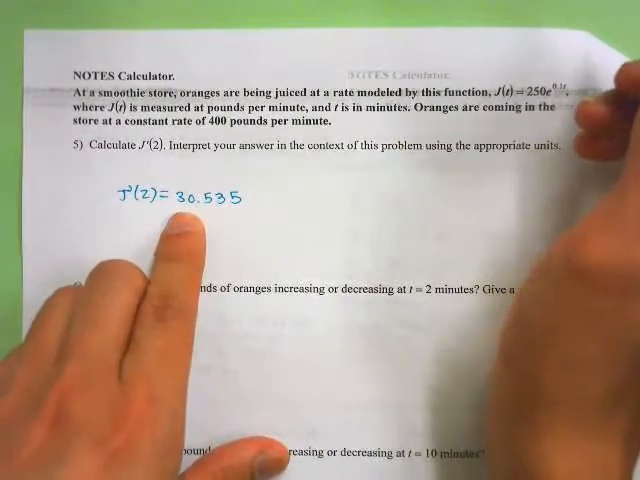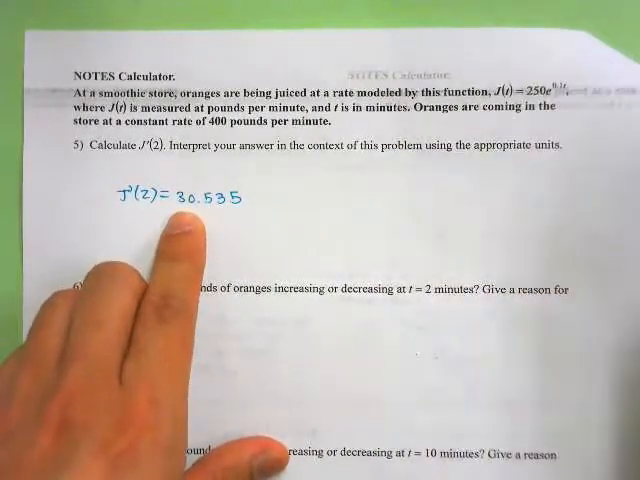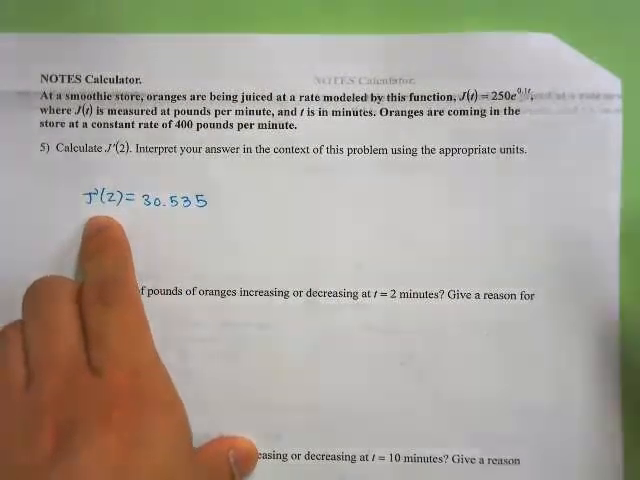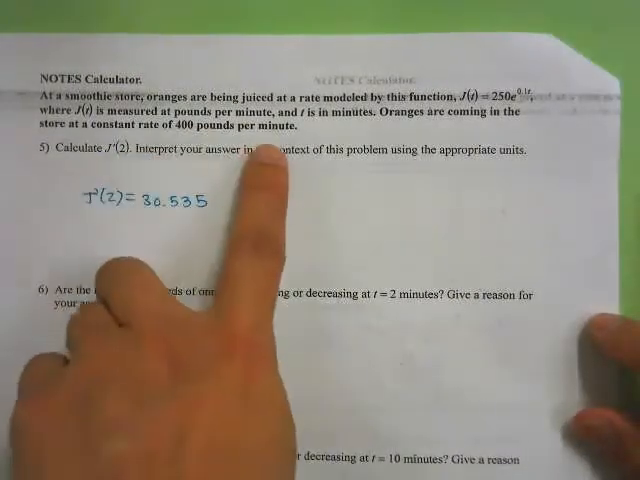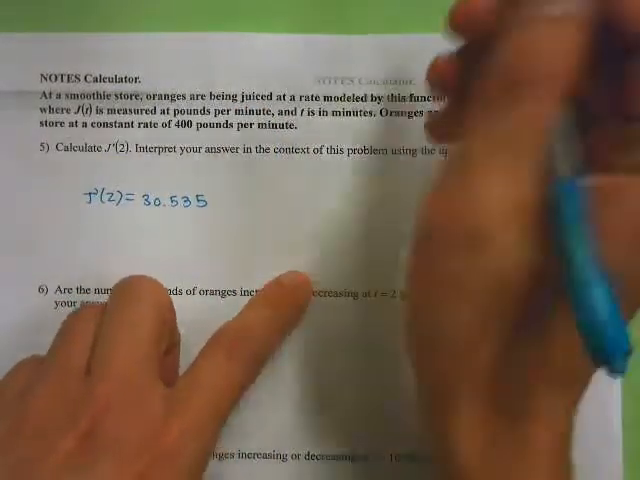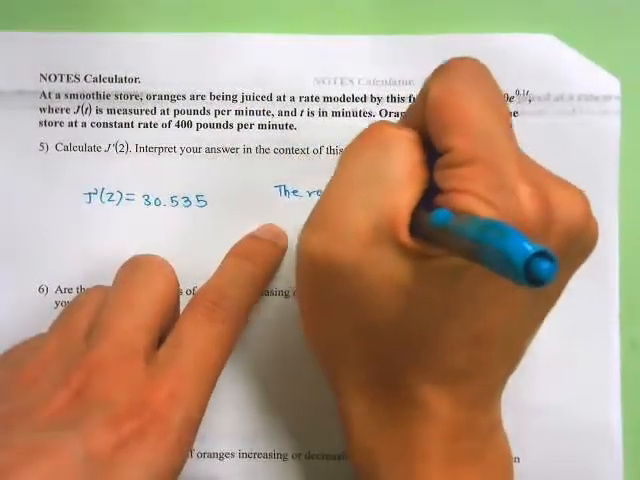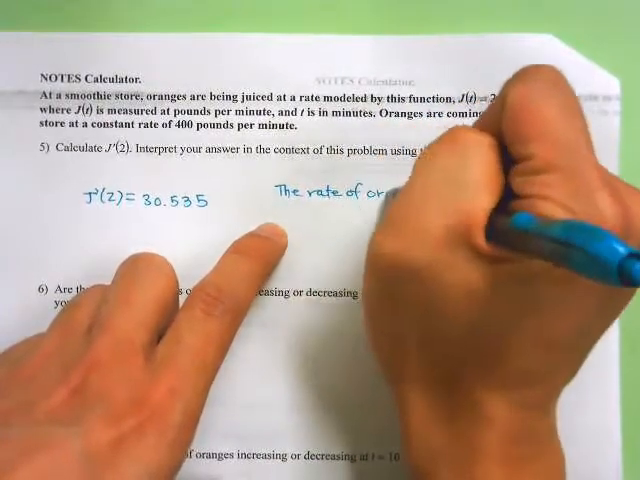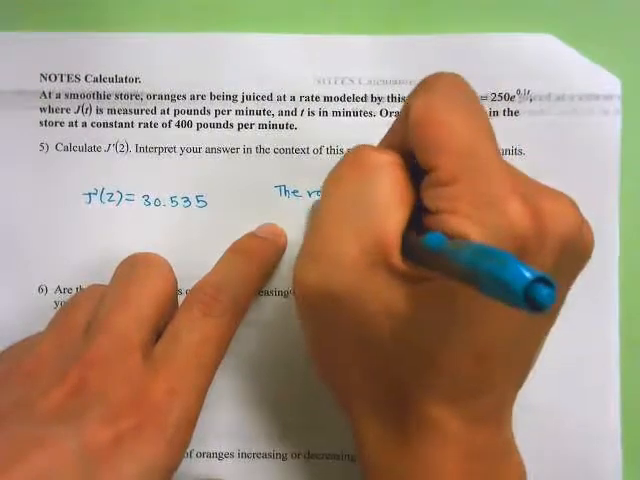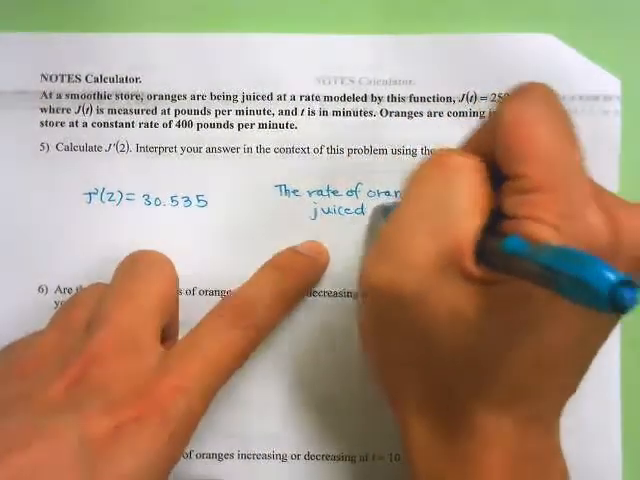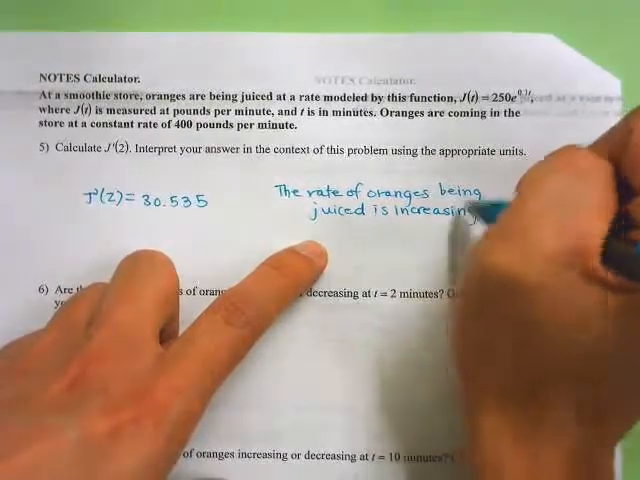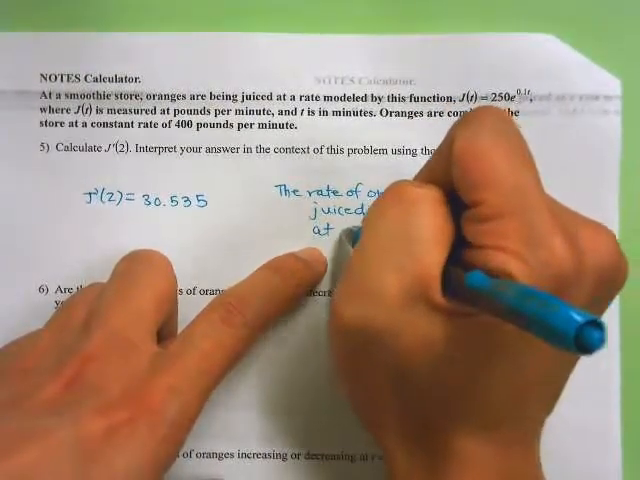Well, the derivative is positive, so it has to be increasing. What is J? The rate of oranges being juiced. The rate of oranges being juiced is increasing at another rate.